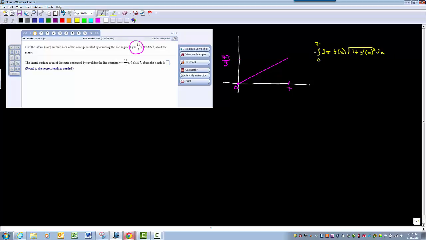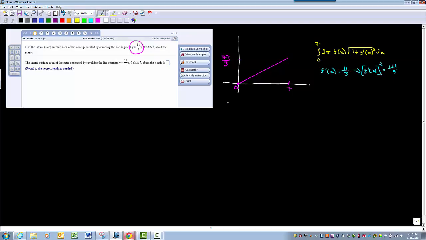Okay, so we got this. Now what are we going to do? Well, we need to find f prime here. So let's go ahead and figure that out. I'll do that in blue. So f prime of x is 11 thirds, which implies that f prime of x squared is equal to 121 over 9. You won't be able to reduce this. Okay, so we're going to go ahead and plug that in there.